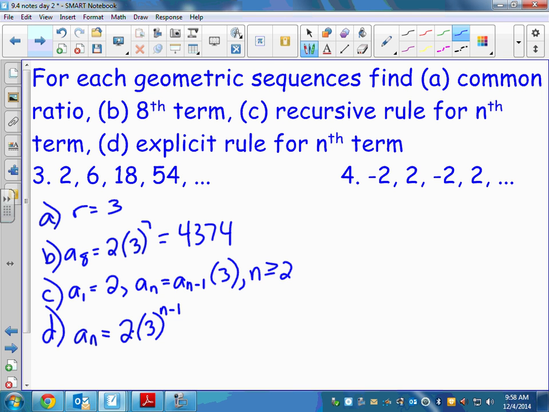Questions about that? What about the second one here? What would R be in this one? It's negative 1.